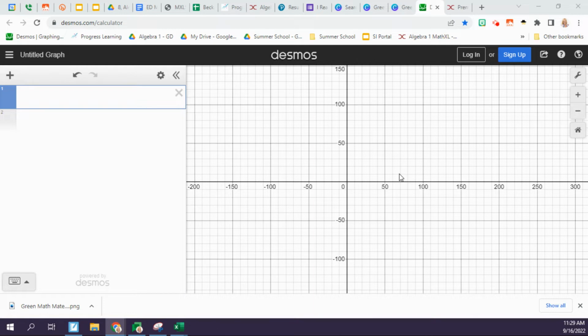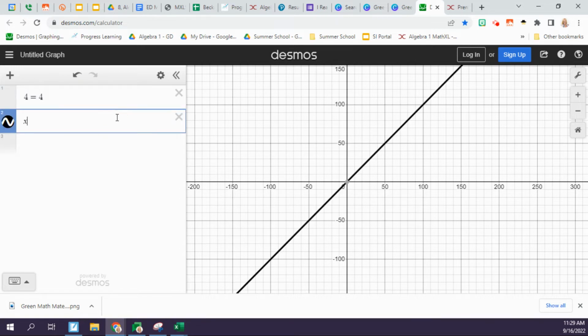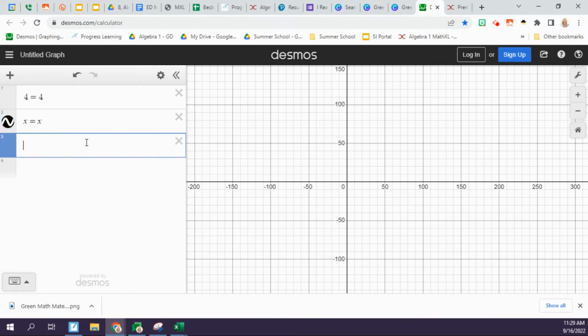An equation that is true for every possible value of the variable is an identity. If you have something that says 4 equals 4, that's an identity. If you have x equals x, that's true. That's an identity. So when you're solving an equation and you have the same thing on both sides once it's simplified, then you know that this is an identity.